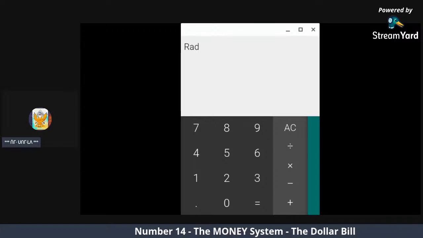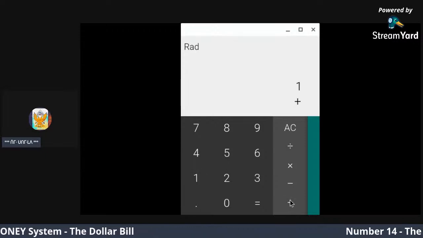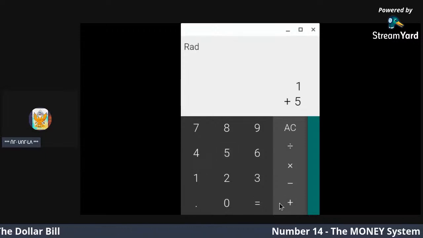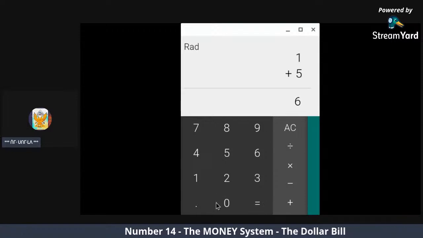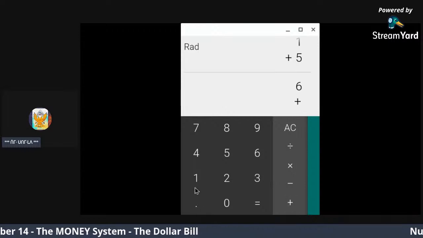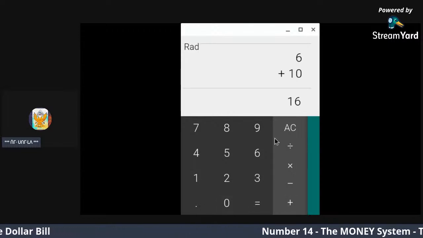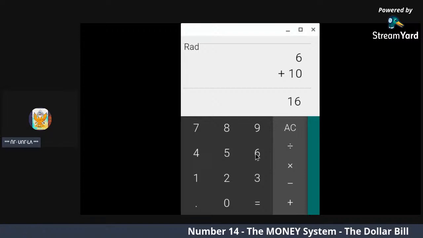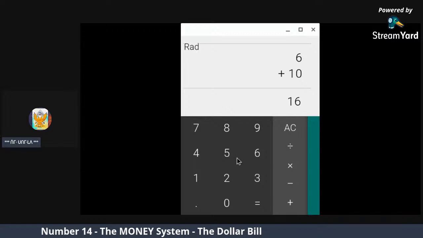So the number one, which is the penny, the first and smallest unit. Number one plus 5, which is a nickel, equals 6. And then the next one is the number 10. So we add 10. 16. So we get 16 right there. From 16, the next one is 25, which is a quarter.